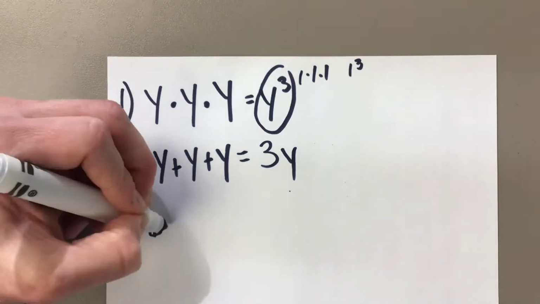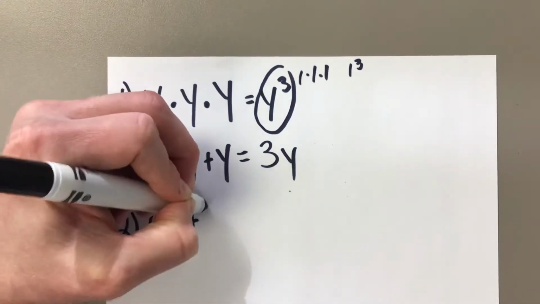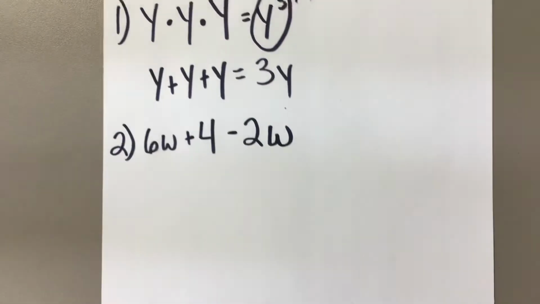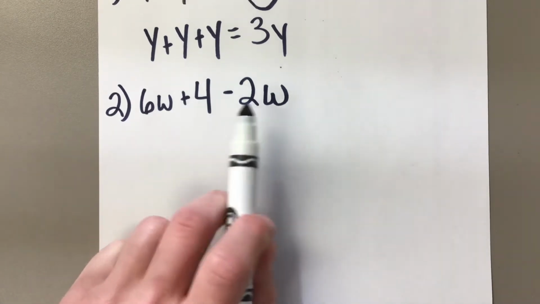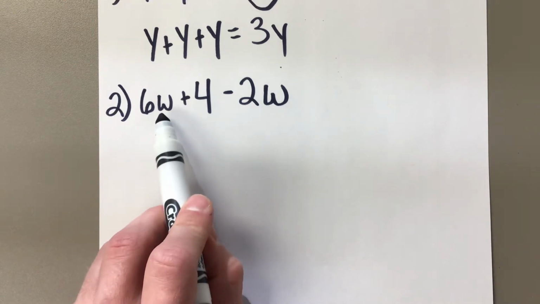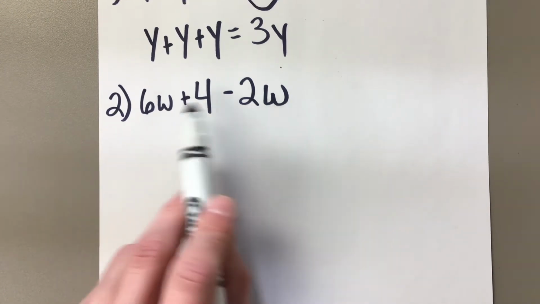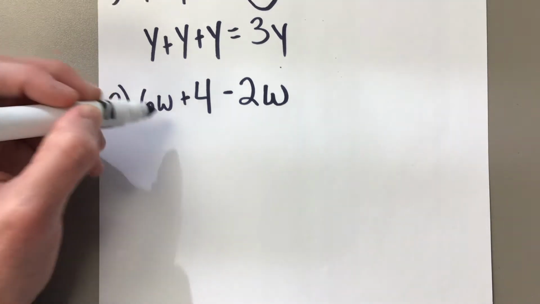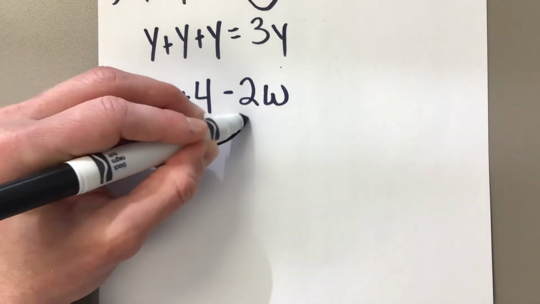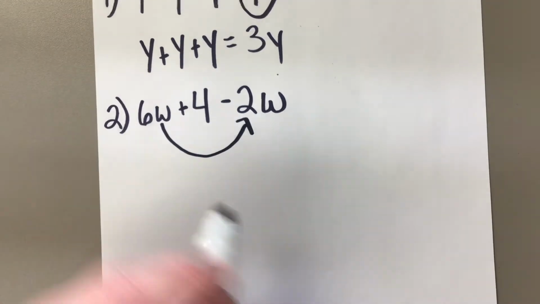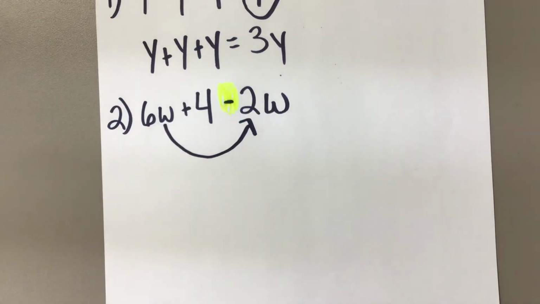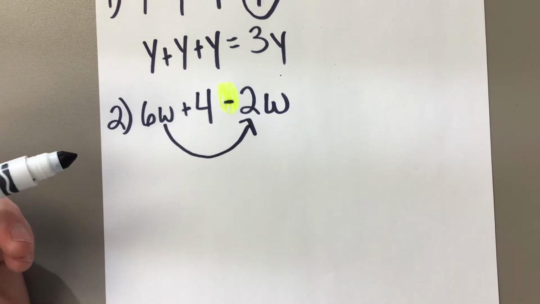Say I have 6w plus 4 minus 2w. In this one, I have 2 variables. And since they both have the same letter, which is w, I can combine these like terms. So I'm going to take my term 6w and I'm going to subtract, because I have that subtraction sign before that 2w. So I'm going to take 6w minus 2w.